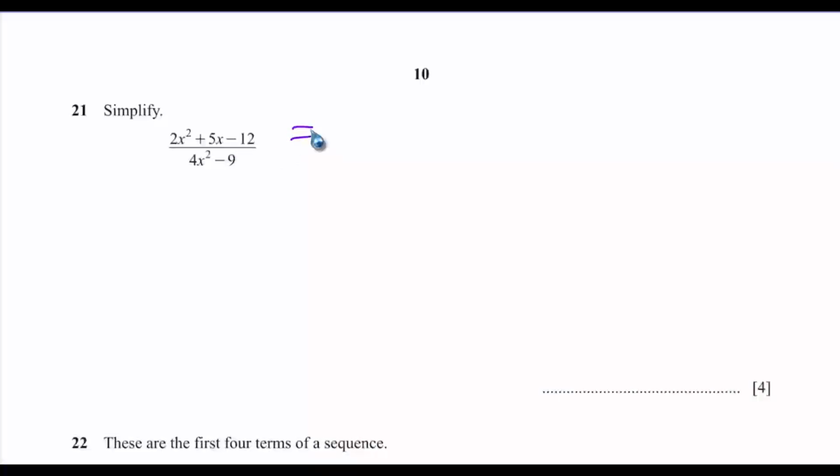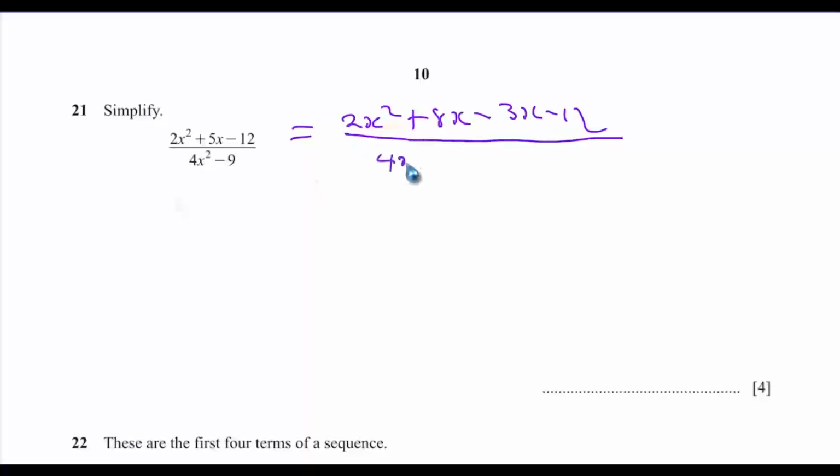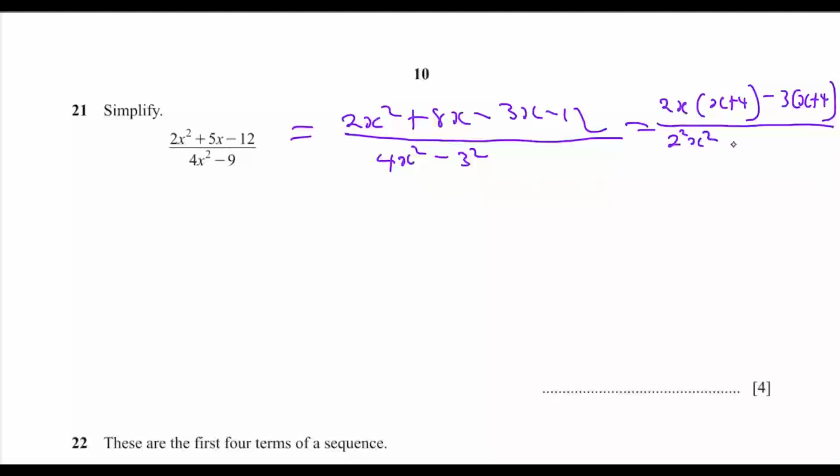So this will be equal to, since this is a quadratic expression, we can use the factorization method. We're going to have 2x squared plus 8x minus 3x minus 12 out of 4x squared minus 3 squared. Yes, so it's equal to, we can proceed. This will give us 2x into x plus 4, then minus 3 into x plus 4, then over, so we can write this to be 2 squared x squared minus 3 squared.